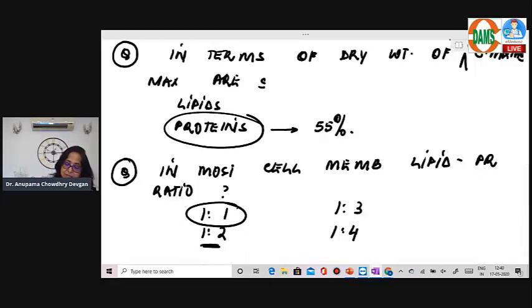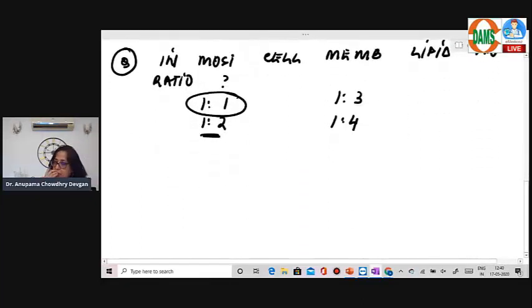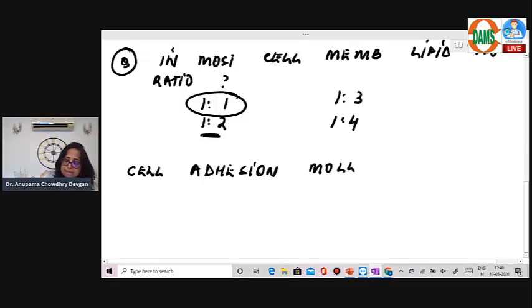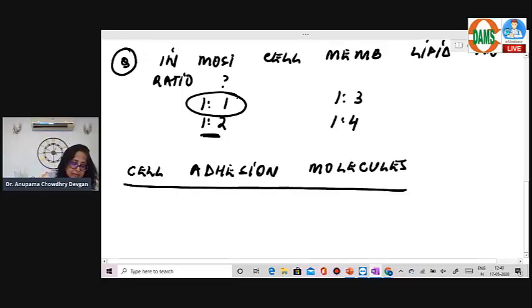Next, let's have a look at what cell adhesion molecules are. What are cell adhesion molecules? Cell adhesion molecules, right?